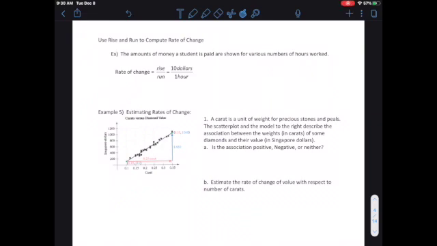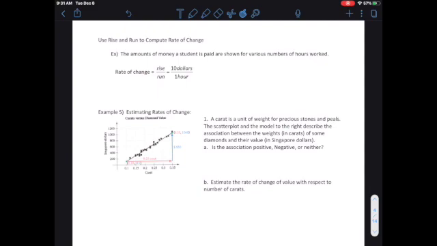Use rise and run to compare rate of change. Okay, the amount of money a student is paid is shown for various numbers of hours worked. Rate of change is rise over run, for example, $10 per hour. Okay, you can write it like that from the previous problem.